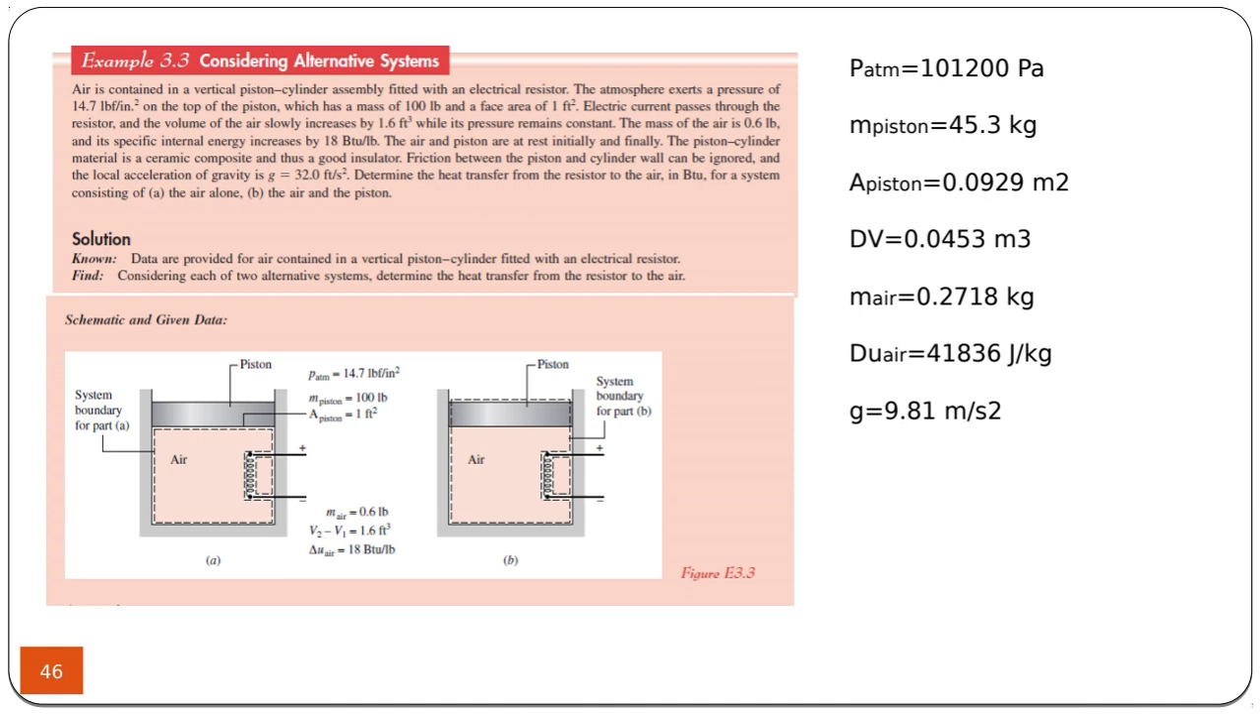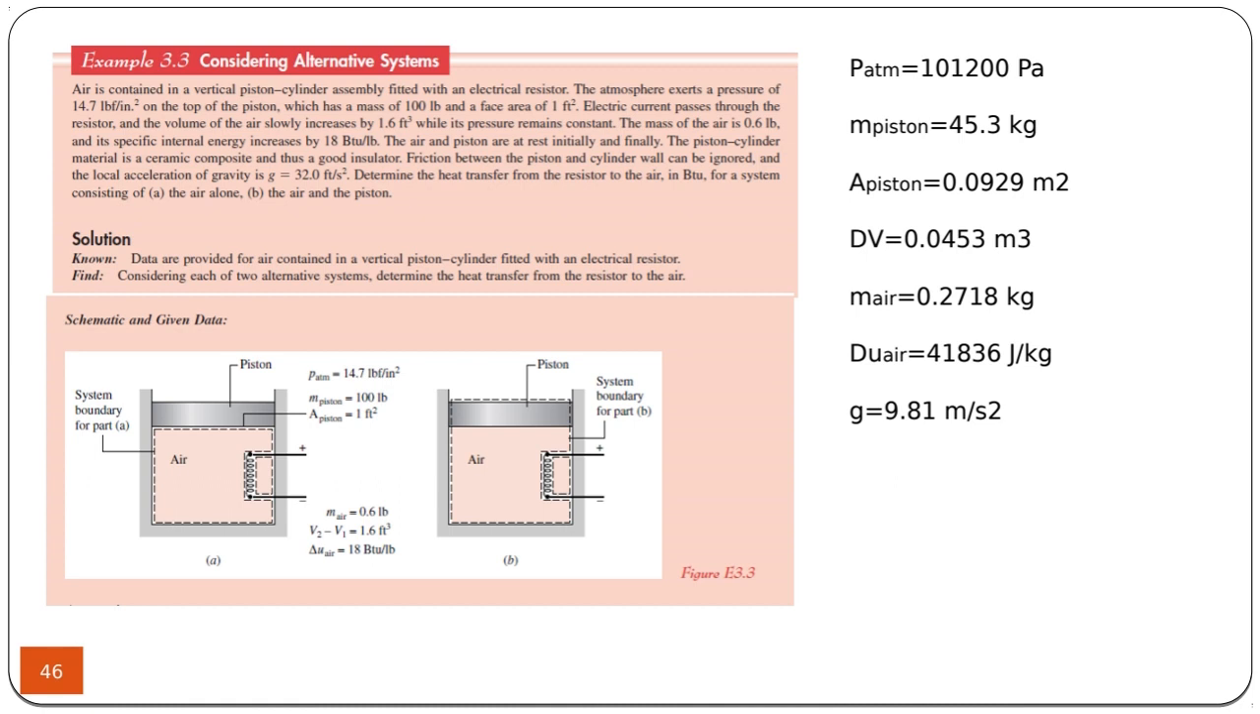Everything in this problem was given in IP unit systems, but I have converted everything to SI unit systems. The pressure is 101,000, which is atmospheric pressure. So in the beginning, the pressure is one atmospheric pressure.